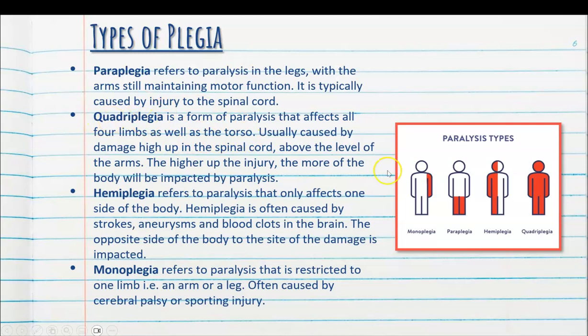So quad meaning 4, so all 4 limbs, hence the term. Usually caused by damage high up in the spinal cord above the level of the arm, so very common in neck injuries, unfortunately. So the higher up the injury, the more of the body will be impacted by this paralysis. Then we have hemiplegia, which refers to paralysis that only affects one side of the body.